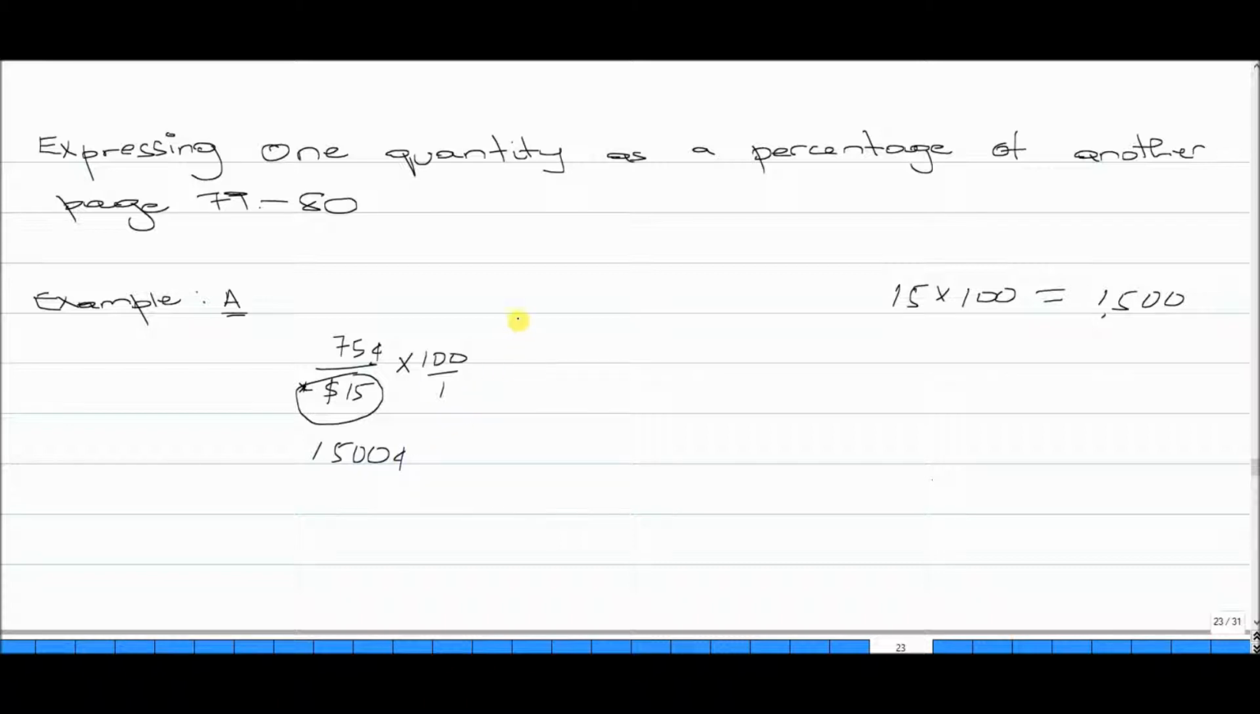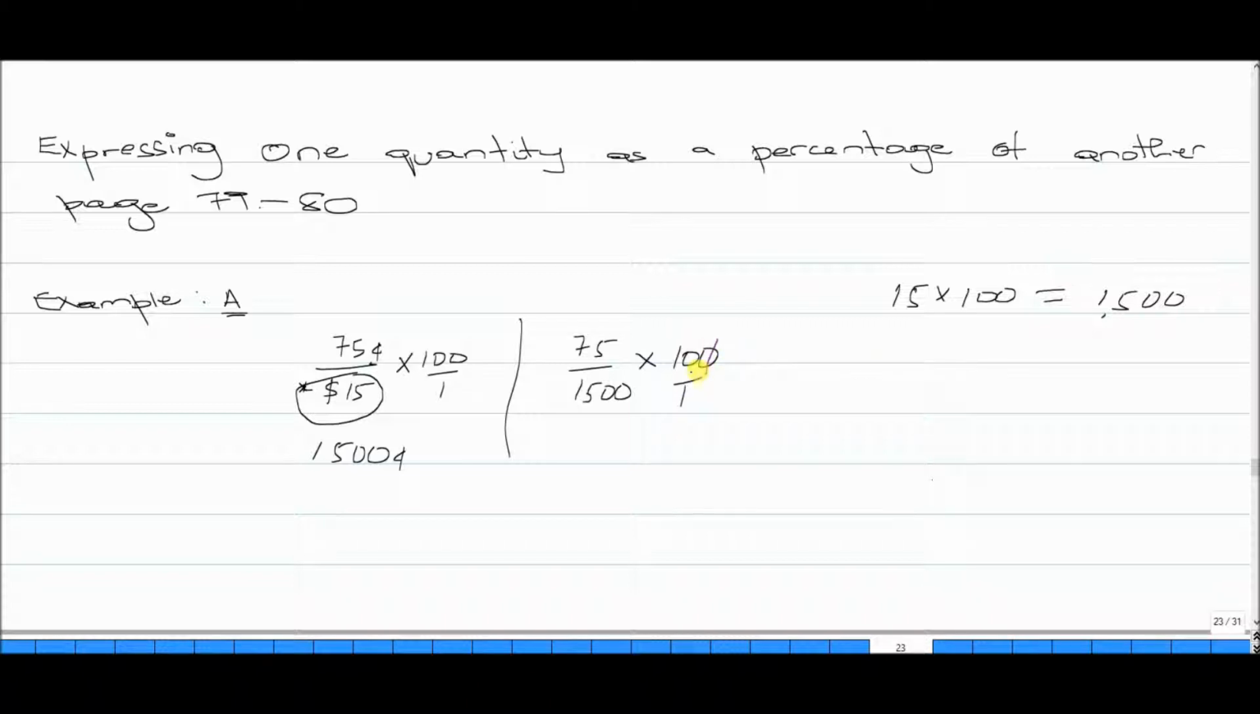So if we were to rewrite this, it would be 75 over 1,500 multiplied by 100 over 1. Some people are going to say, sir, why couldn't we have changed the cents to dollars? That would have given us a decimal number here, and it would have made it a bit more difficult to work it out. So we will convert our dollars to cents, and we will have a nice number that is easy to work with.